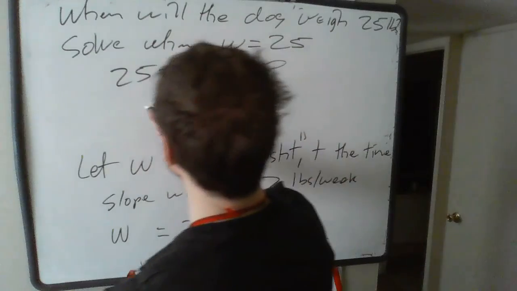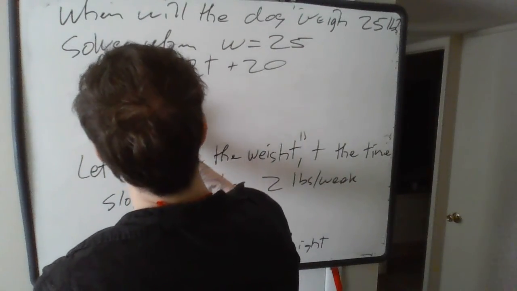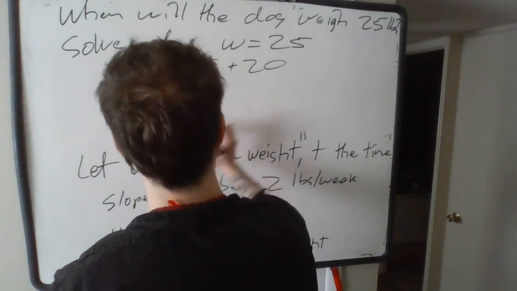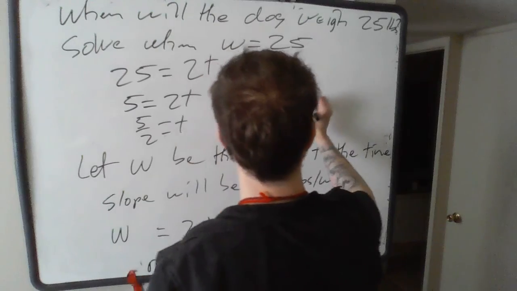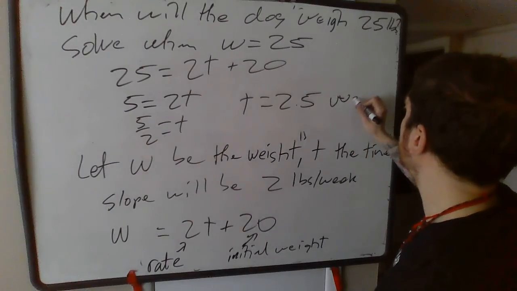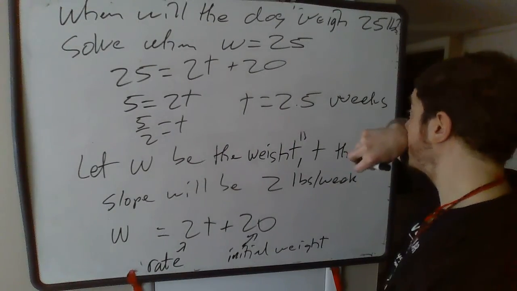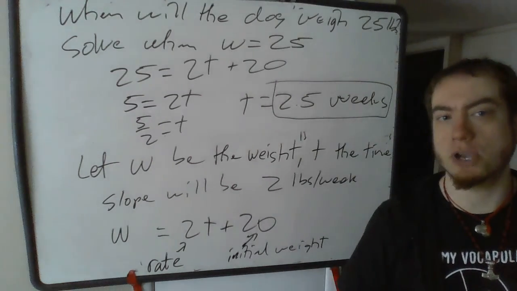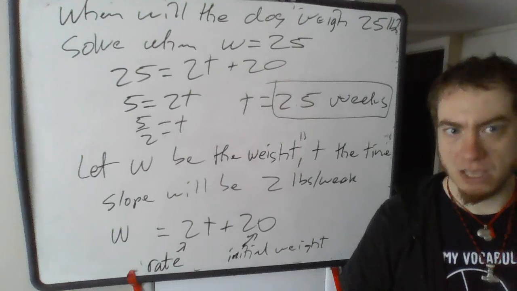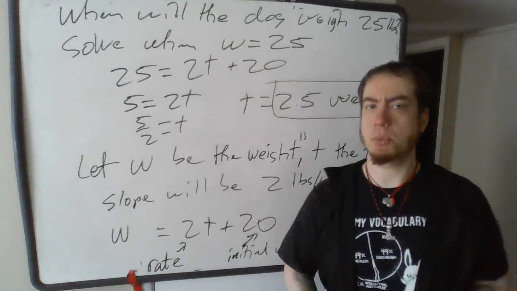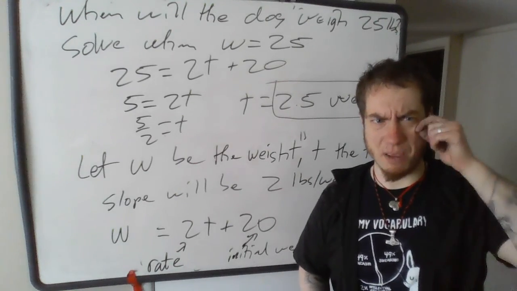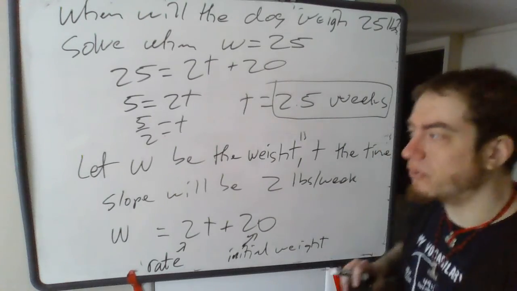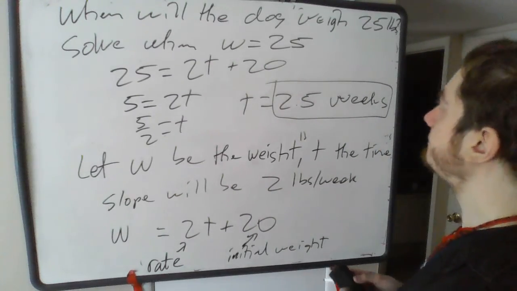So if I subtract 20 from both sides, I get 5 equals 2t. That gives me 5 halves equals t, or t equals 2.5. And of course, that is in weeks. So the answer is it's going to take 2.5 weeks for the dog to go up to 25 pounds. We're making this poor dog gain weight really fast in this example, I just realized. But fortunately, it is a fictional example, so hopefully that is not a big deal.